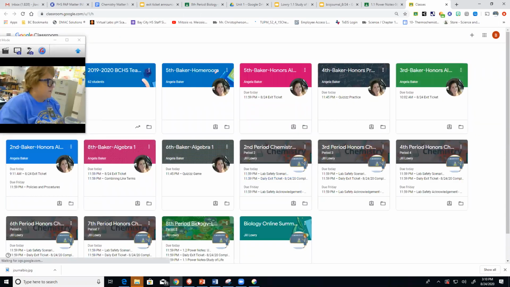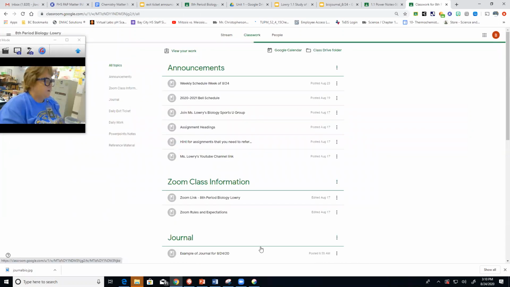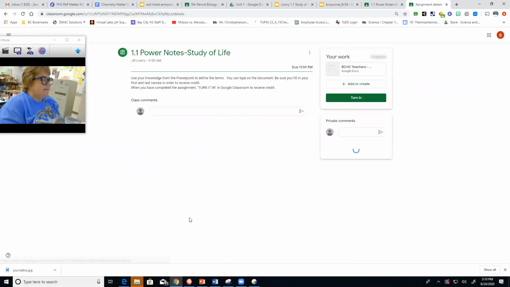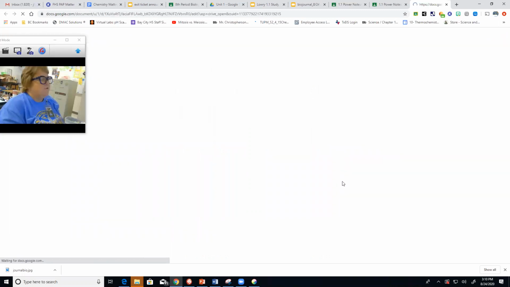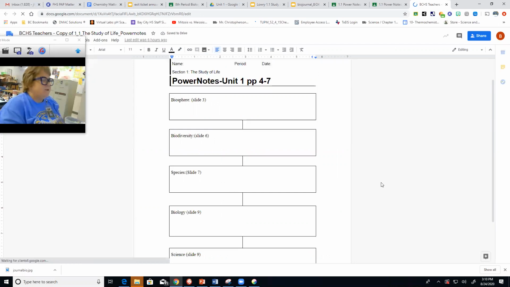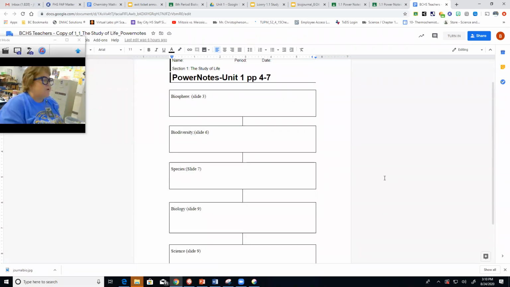All right, let me try that again. Classwork. So I'm going to come down to daily work, open this up, all the way down to view assignment. And then you'll have this little square that says your work. You want to go into that Google Doc. And this is what we're going to be doing today and turning in, and I'll have it back to you by tomorrow so you can use it to study. But you can see it's just really 4 definitions. So it's one of the things that you will want to study.